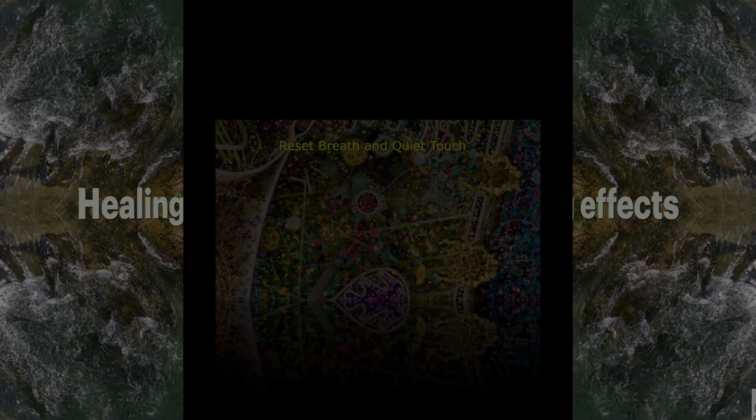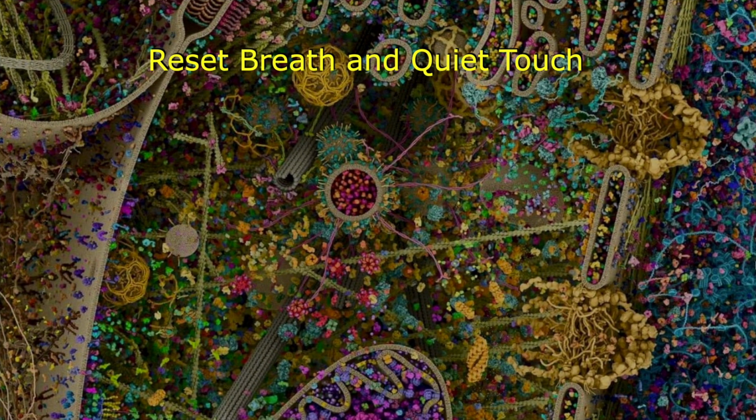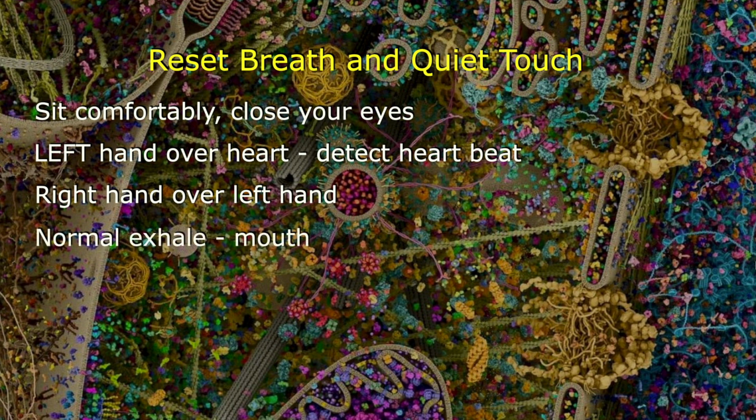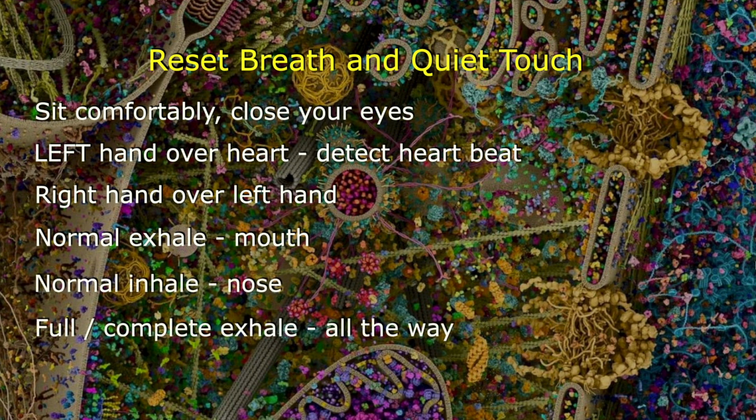First, I invite you to join me in an RBQT. Sit in a nice comfortable position with your eyes closed. Place your left hand over your heart and see if you can detect the heartbeat with the palm of your hand. Now put your right hand over your left hand and in your own time exhale normally through the mouth, inhale normally through the nose, and then make a full and complete exhale through the mouth, all the way.